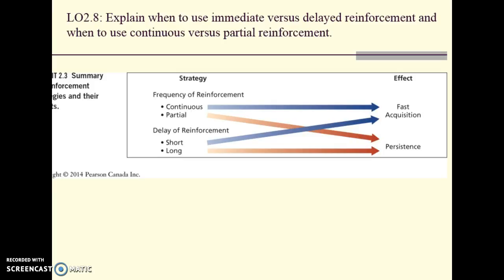Summary of reinforcement strategies and their effects. Here we see this graph, strategy and effect. If we want, let's say, fast acquisition, the frequency of the reinforcement should be continuous, and the delay of the reinforcement should be short. So we reinforce immediately and in a continuous way for fast acquisition. But if instead we want a persistence effect, we would use partial reinforcement. The frequency of reinforcement should be partial, and the delay of reinforcement could be long, not immediate, but it could be determined by time.